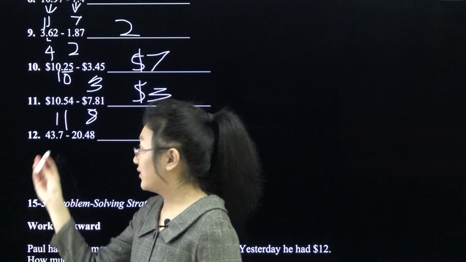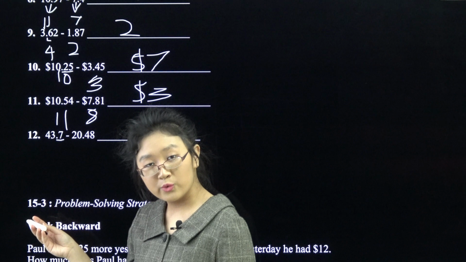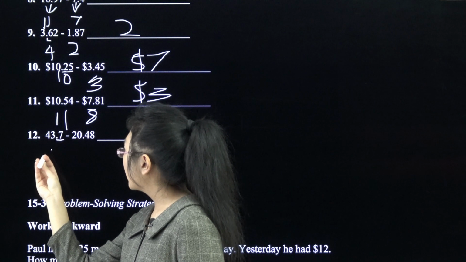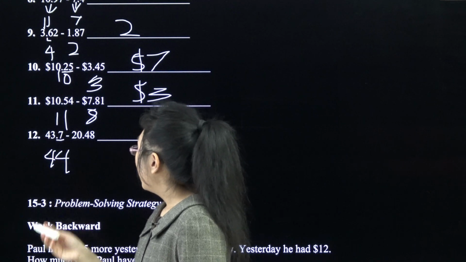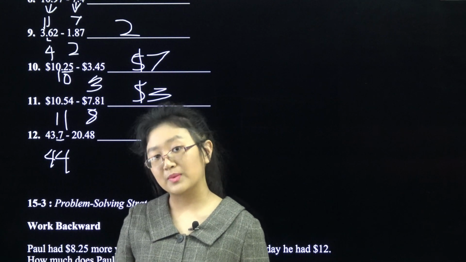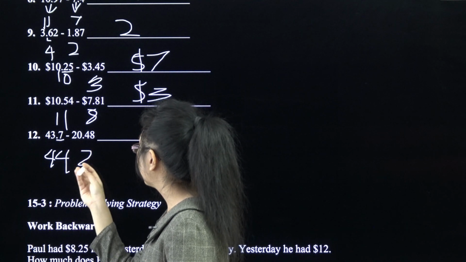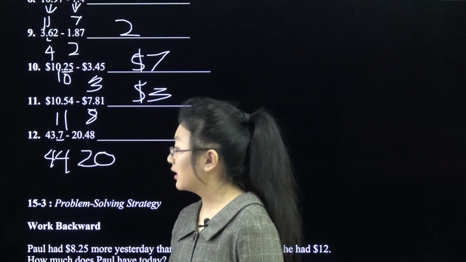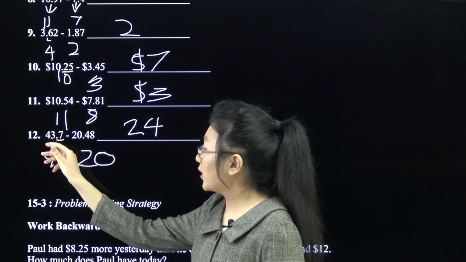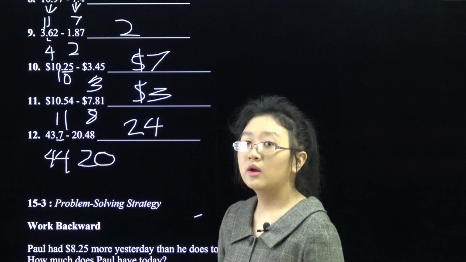43.7, 7 in the tenths place, which means that it's going to do what? It's going to round up into 44. And then 20.48. 4 is in the tenths place, which means it's going to round down to 20. 44 minus 20 equals 24. Therefore, 43.7 minus 20.48 is approximately equal to 24.